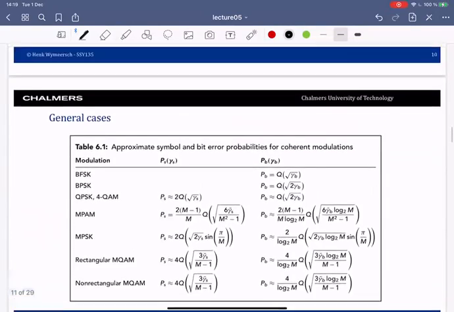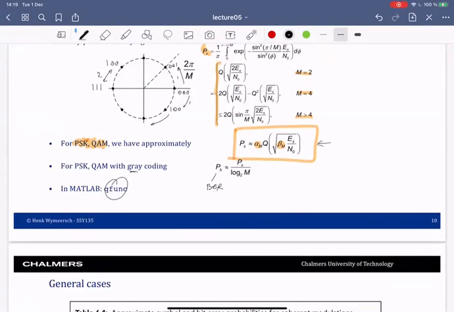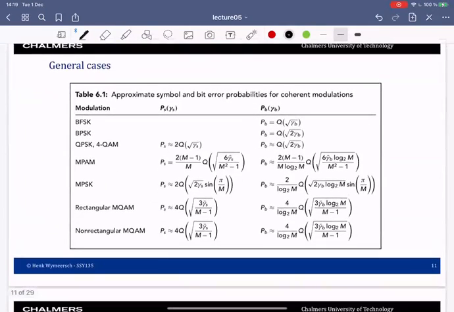Good. Now, the expression that I showed here, right? So you have this alpha and beta, and in this slide, which I just copied from the book, you find the values for alpha and beta for many constellations. So you don't need to memorize this. If we ever use this, you will be given these expressions.